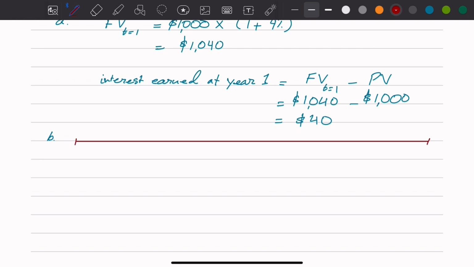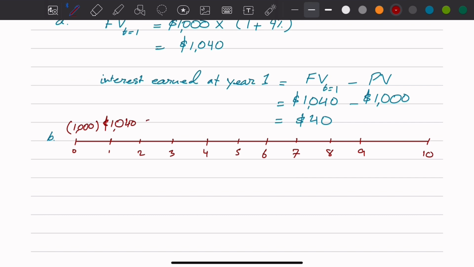Okay, say this is 0, 1, 2, 3, 4, 5, 6, 7, 8, 9, and then 10. Okay, excuse the gap, it's fine. All right, so the value initially was $1,000. This is the amount that we have invested. Okay, by the end of the first year, the amount had grown to $1,040.